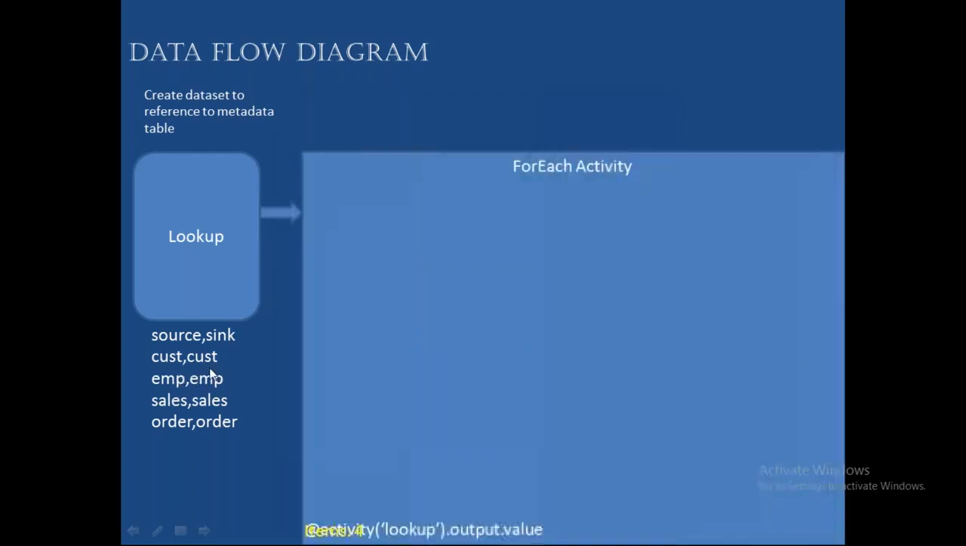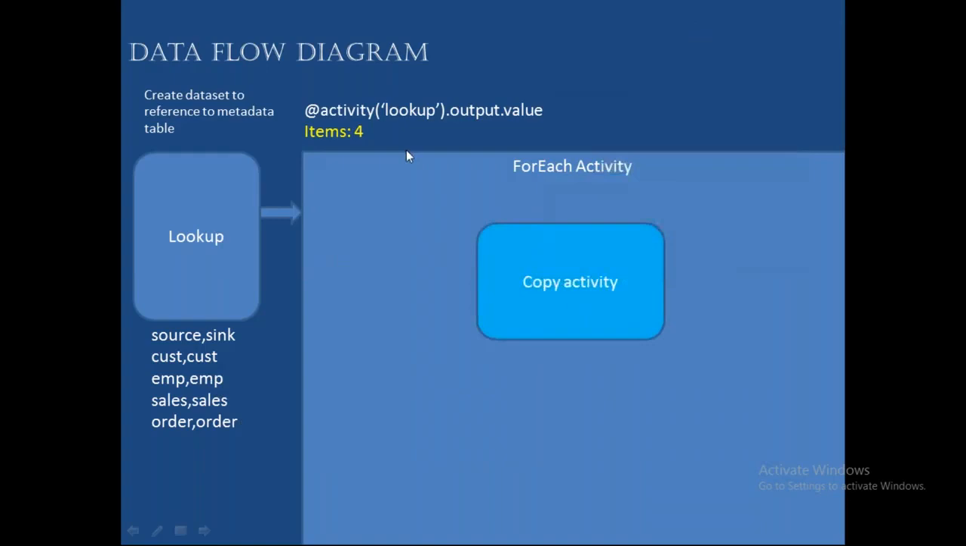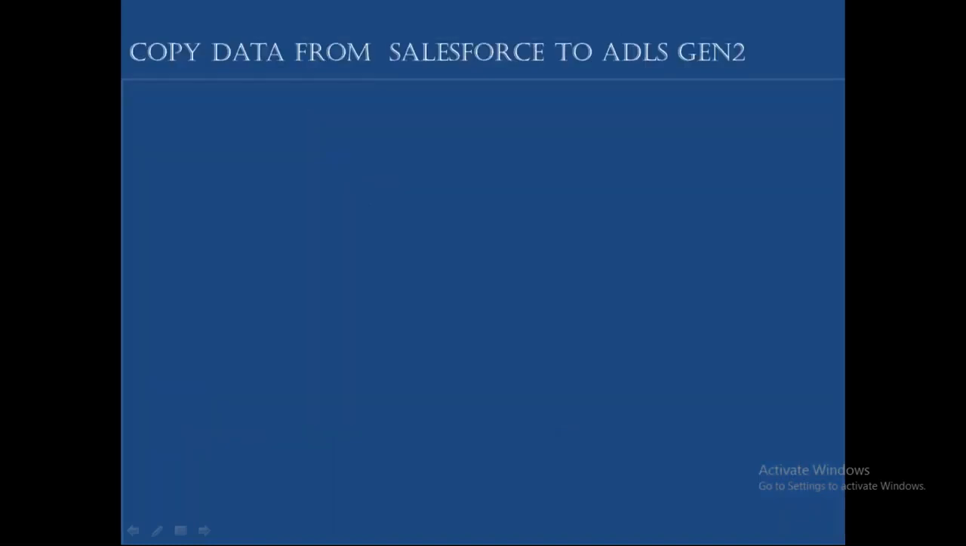All this information I will pass to the ForEach activity, using lookup dot output dot value. How many items do I have? Four. So I will get four items. Now I will take the copy activity. One by one, I will execute the copy, first to first, next EMP to EMP, sales to sales, order to order. Likewise, I will copy one table at a time. Clear, friends? Fine.